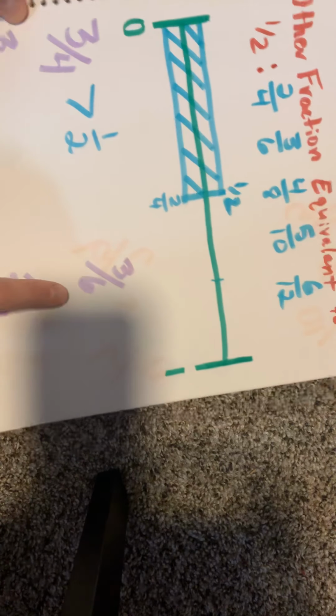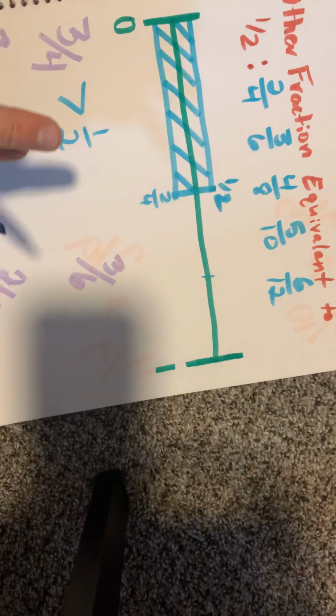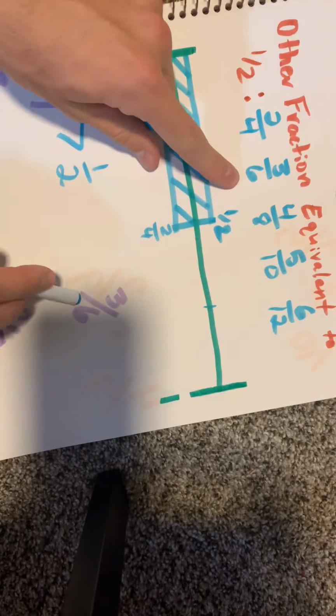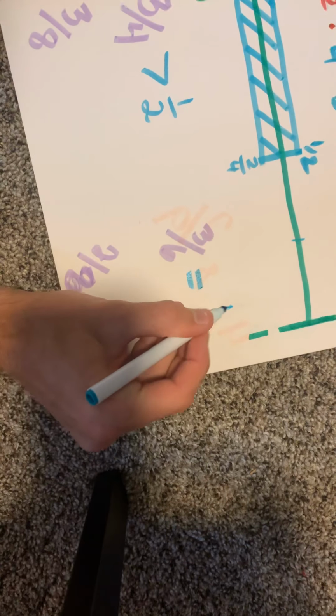Looking at our next one here, we got 3/6. I'm going to look right up top at our fractions that are equivalent to 1/2. I got 1/2, 2/4, 3/6. Hey, that's the same one right there. We don't even have to do any work. 3/6 is equal to 1/2.